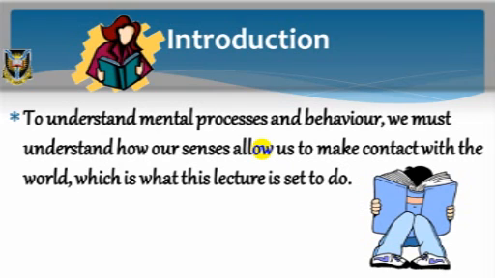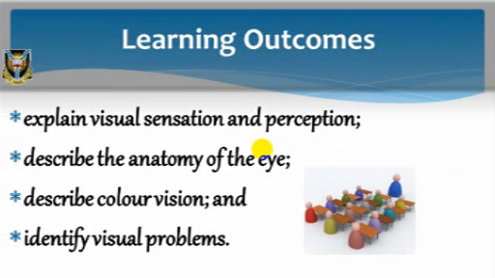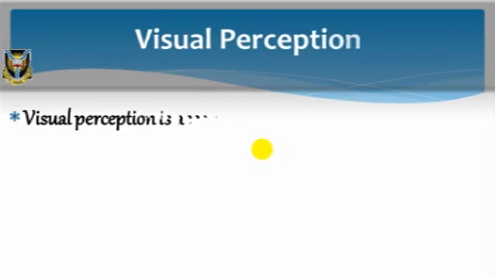Objectives. At the end of this lecture, you should be able to: 1. Explain visual sensation and perception. 2. Describe the anatomy of the eye. 3. Describe color vision. And 4. Identify visual problems. Contents. Visual perception.